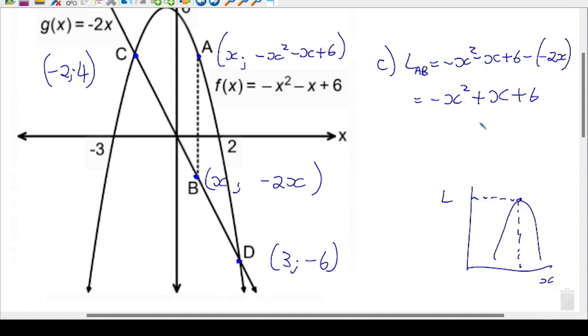There's a couple of ways we can do this. We could use our negative b over 2a to find the turning point of that parabola. I'm going to complete the square. I'm factoring out the negative, and I get it like that. Now inside, this is the completing the square part. Remember, I need to halve the number of x's, and I've got one x, so it's going to be x minus a half.